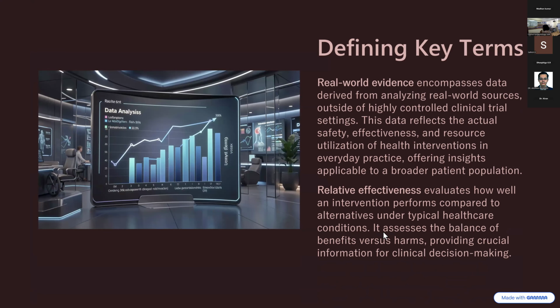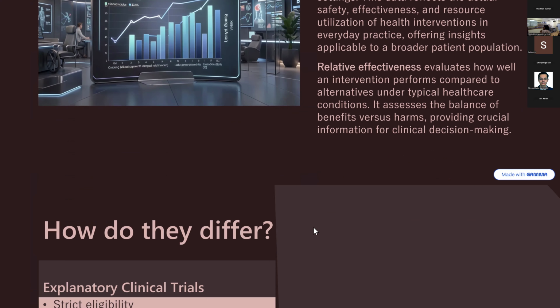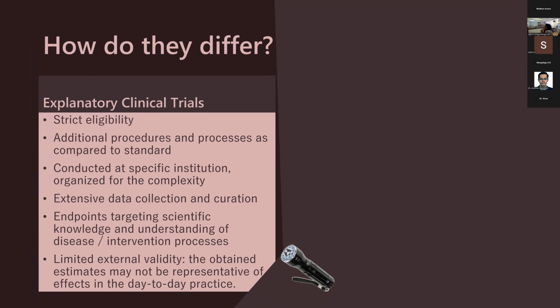So there are two terms: real world evidence and real world effectiveness. Real world evidence is the data derived from analyzing real world sources outside of the highly controlled clinical trial setting. Whereas real world effectiveness is how well an intervention performs compared to alternate standards under typical healthcare conditions. So how do these differ? Explanatory clinical trials will have strict eligibility criteria. So the patients with multiple comorbidities who have a possibility of an adverse clinical outcome are mostly excluded.